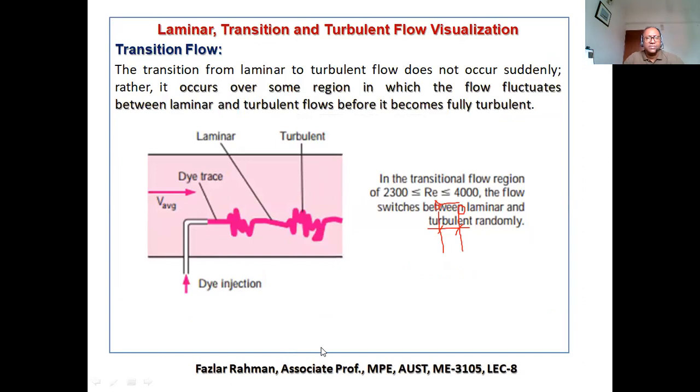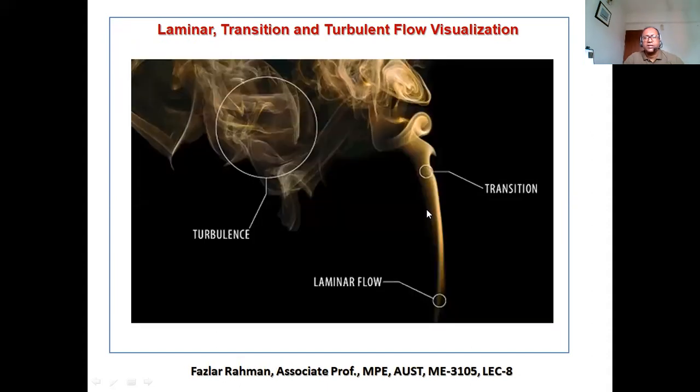Here it is showing that this is laminar. Then it becomes a little bit turbulent, again laminar. Then this small region is a kind of transition. Okay. In transition flow, your Reynolds number is this much. We already discussed this. So let's go to the next slide.